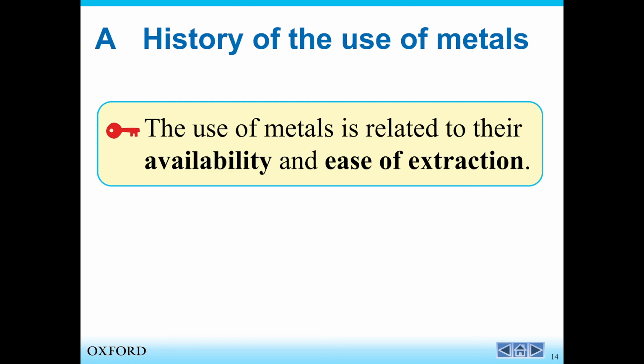So the use of metals is related to their availability. Nowadays, we're using quite a lot of aluminium, but of course, gold is still gold and silver is still being used to this date. And their ease of extraction: gold and silver were first discovered because they were pretty easy to extract and to discover.